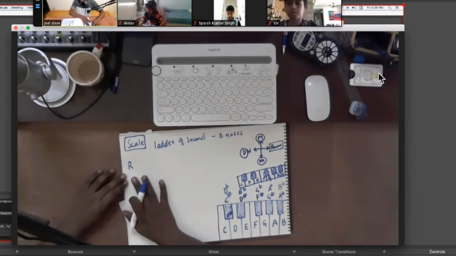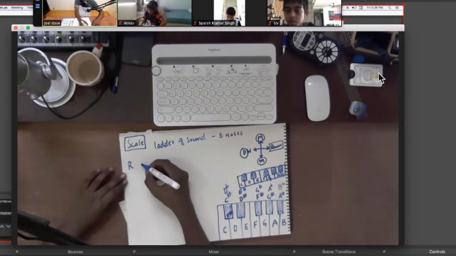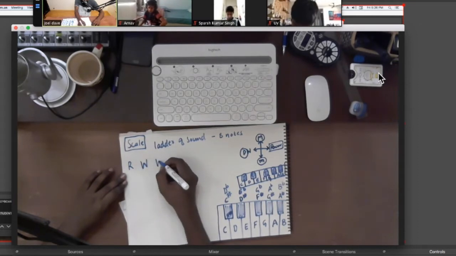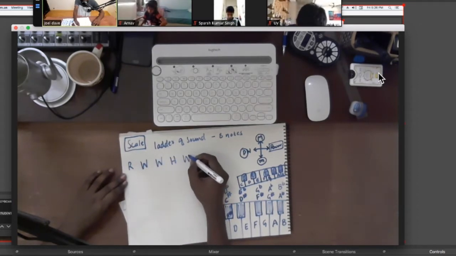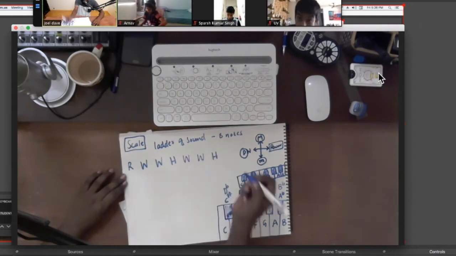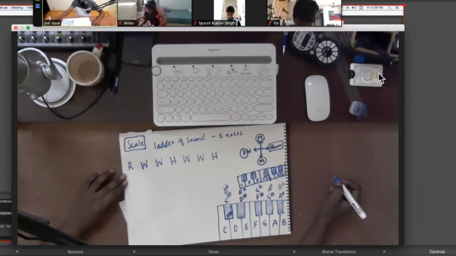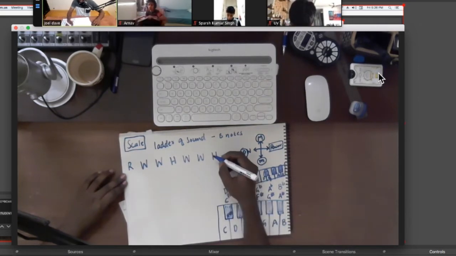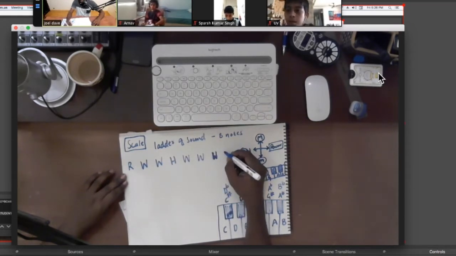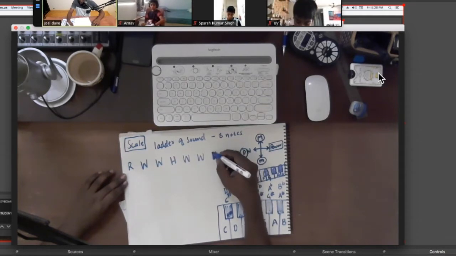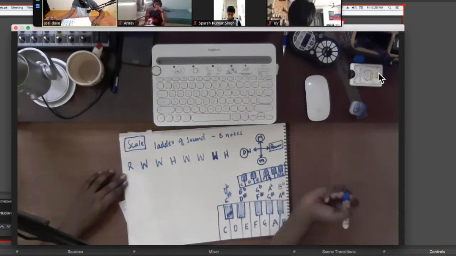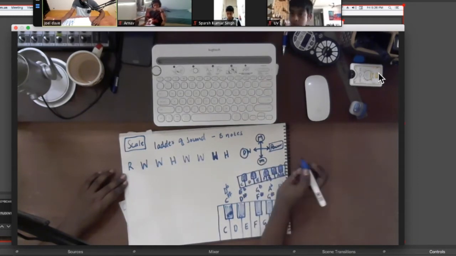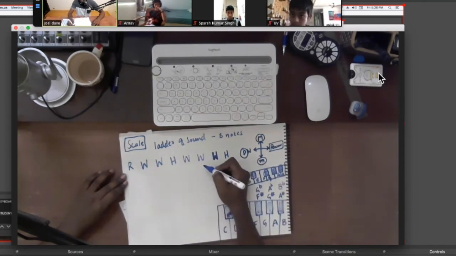Okay, so a scale, look at this. The formula to find the scale. The first one is R. That's the formula: R W W H W W W H. See how quickly I changed it. I hope the W doesn't look like an H.